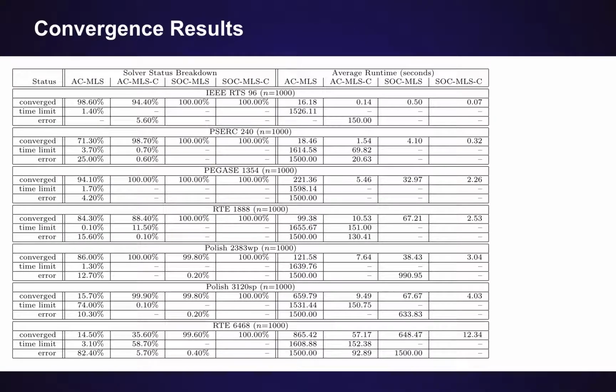So here is an overview of the convergence quality and runtime of all those different methods on all these different problems. And because this is a lot of information, I'll go through and highlight some of the key points. The first thing to observe is that for small networks, like the RTS96 case, all of the methods perform pretty well. So even the non-convex models are converging 98% of the time. Maybe it's a viable strategy to just use those directly on those particular models.